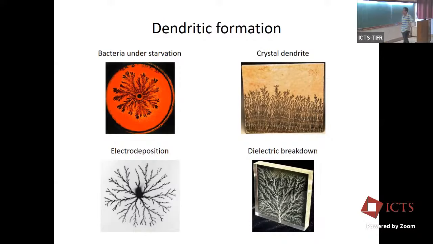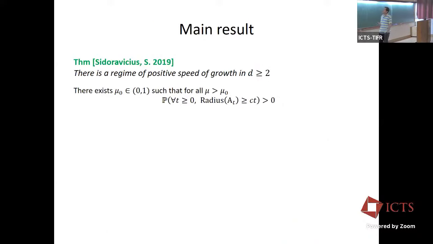Okay, so what can we know about this? Actually, it's fair to say there are 2 papers about it, and not 3, 2, right? And I'm talking about dimensions 2 and higher. The first paper is by myself and Vlada Sidorovicius from 3 years ago. We show that there is a regime of positive speed of growth in dimensions 2 and higher. What I mean by this is that there exists a value of μ0 such that if the density is smaller than this, then the probability that the radius of the aggregate at time t is bigger than some constant times t is positive. And this is for all t.